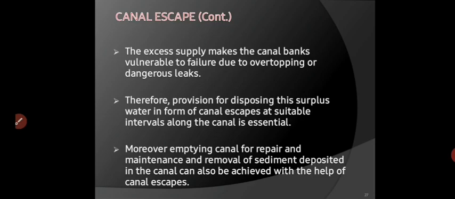The main function is to remove the excess or surplus water, so thereby we can protect the surrounding land around the canal, right? If we cannot dispose of the excess water, it goes into the surrounding lands, so by providing an escape canal, the main canal can be protected from overtopping, right?